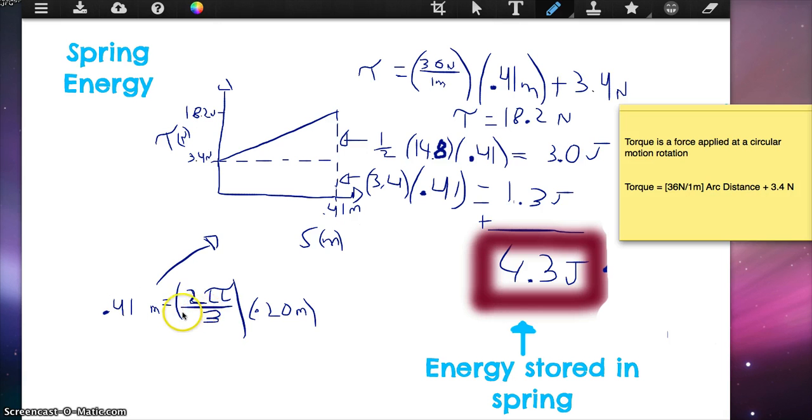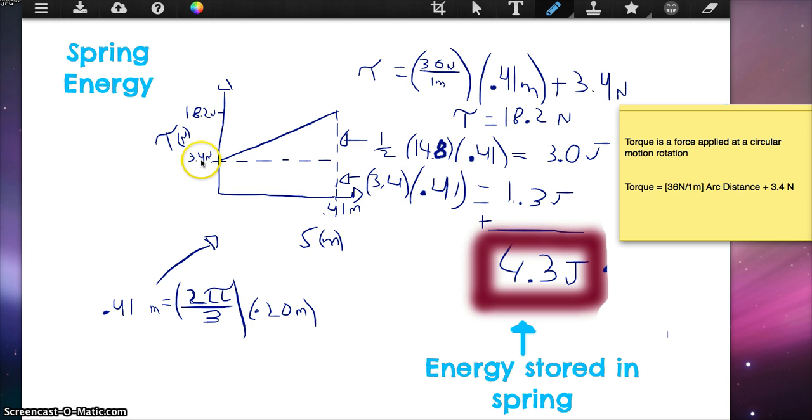and that gives me my arc distance, which is 0.41 meters. So on my 0.41 meters, I plug that in. So that will be the highest my force goes. So my y-intercept was 3.4 newtons, and I got that from my equation, which was the torque is equal to 36 newtons over 1 meter times the arc distance plus 3.4 newtons.